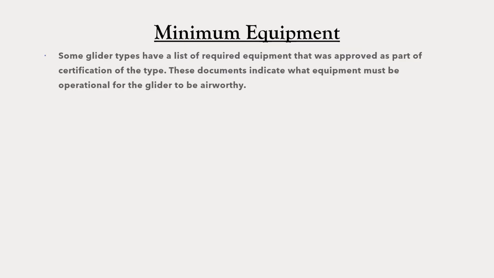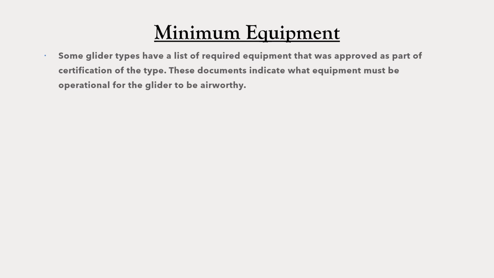So there are a lot of times the amount of equipment that's installed in the glider, not everything needs to be working in order for the glider to be airworthy. Some of it is sort of optional, but we need to know which stuff is optional and which stuff is mandatory.